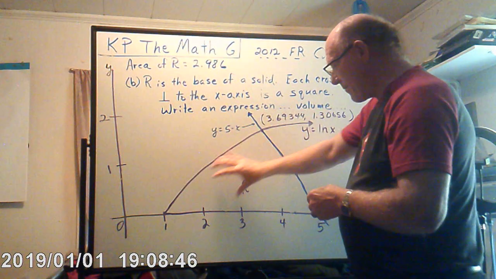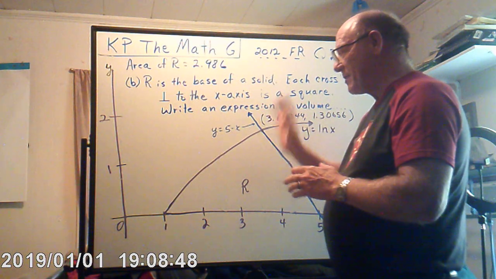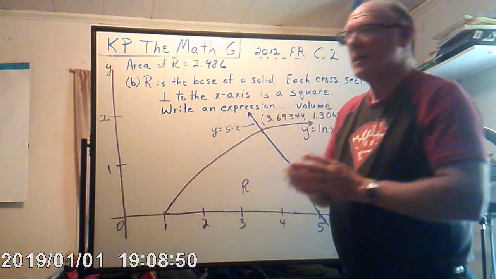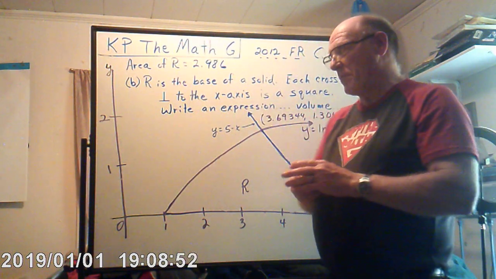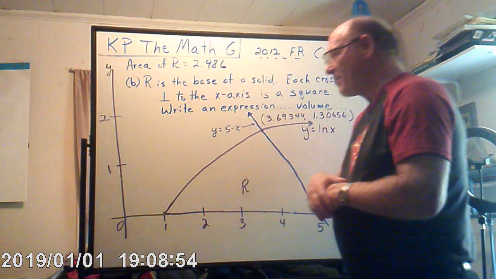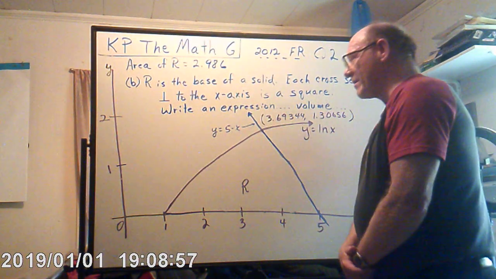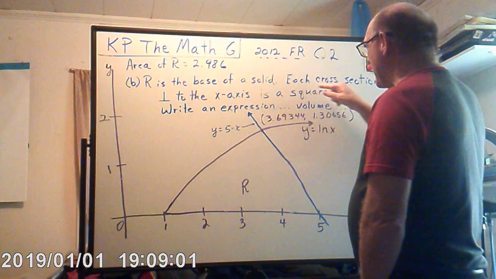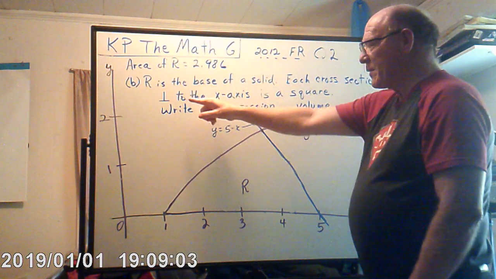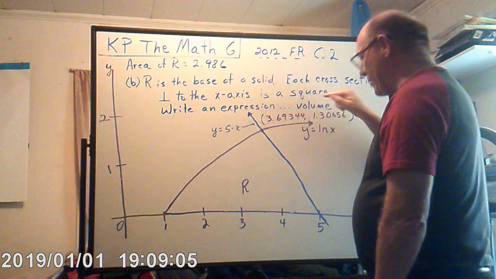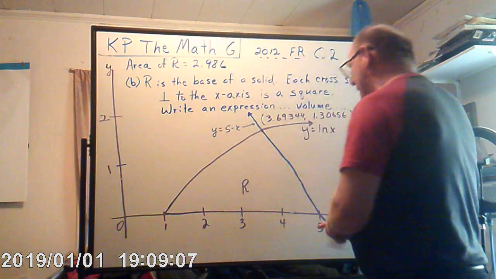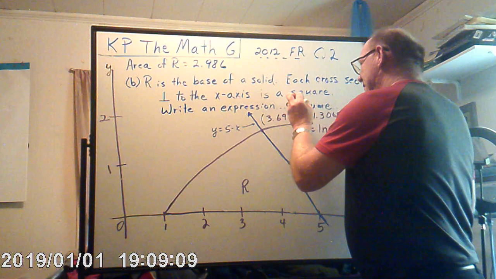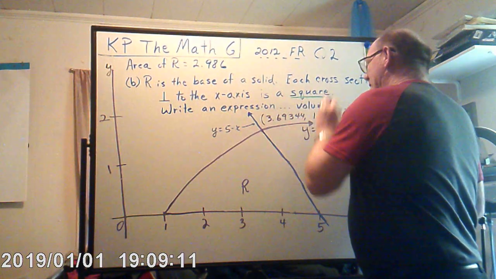The area of this region R is going to be good for answering part C, but it has nothing to do with part B. So we're going to leave this answer up there for the time being and do parts B and C. It says R is the base of a solid. Each cross section perpendicular to the x-axis is a square. Squares are easy.